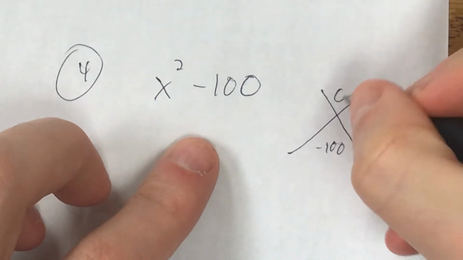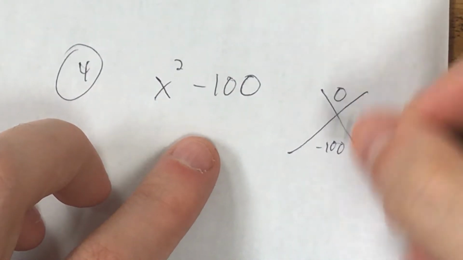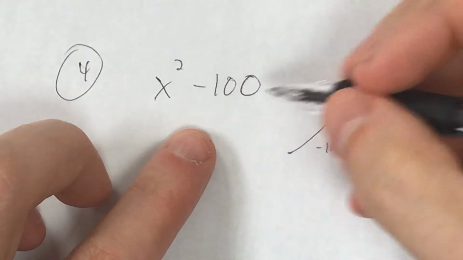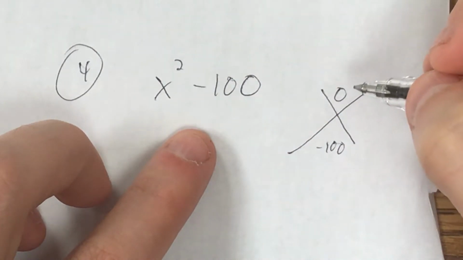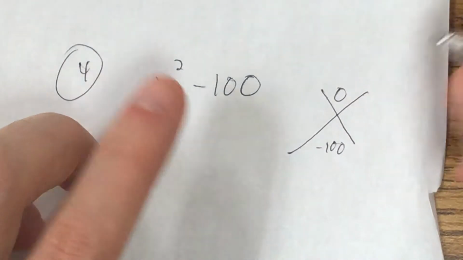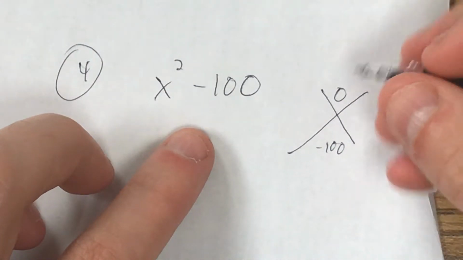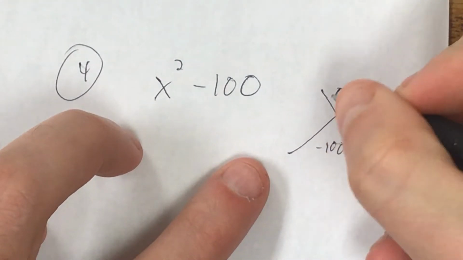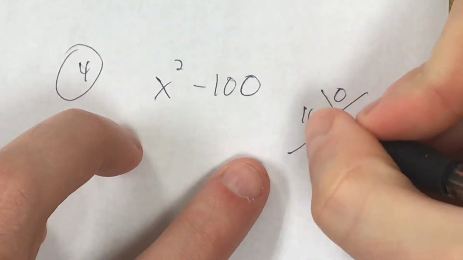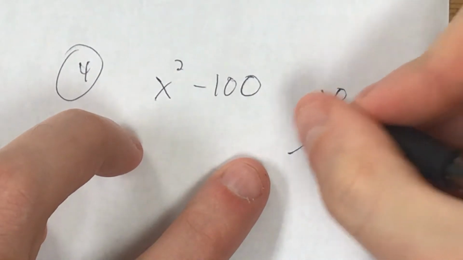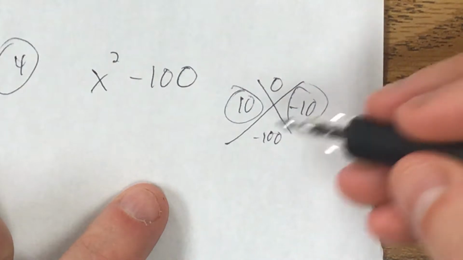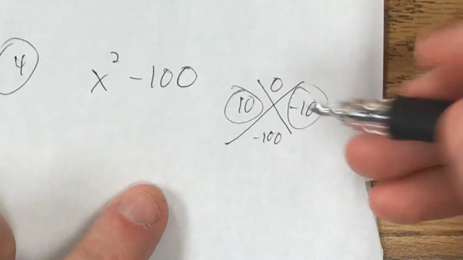Well, nothing is 0. This is just an organization way. It's just saying what multiplies to negative 100 and adds up to 0, because there's no middle term. If you go through all the possibilities of what multiplies to 100, you would eventually find that the way they would add up to 0 is if you had 10 and negative 10, like so. So 10 times negative 10 is negative 100, and 10 minus 10 is 0.